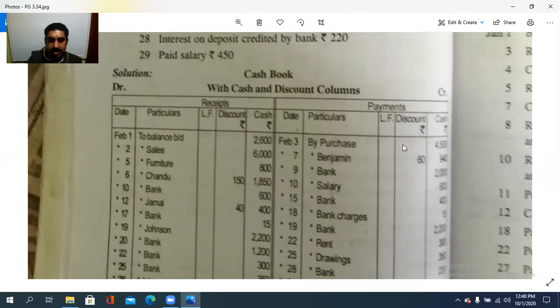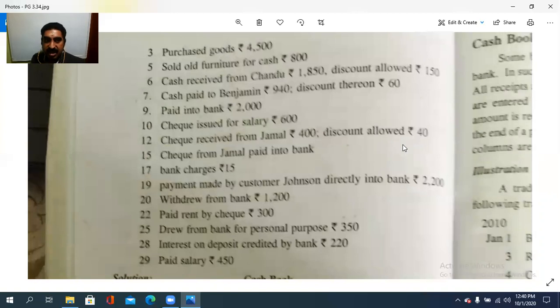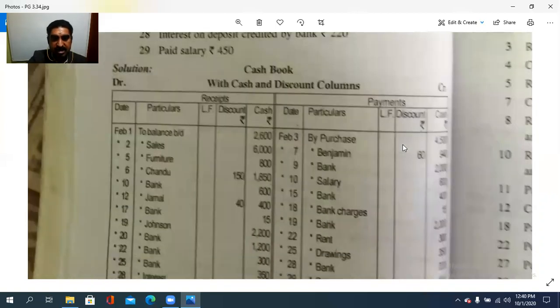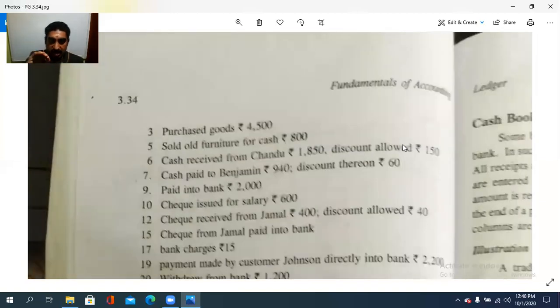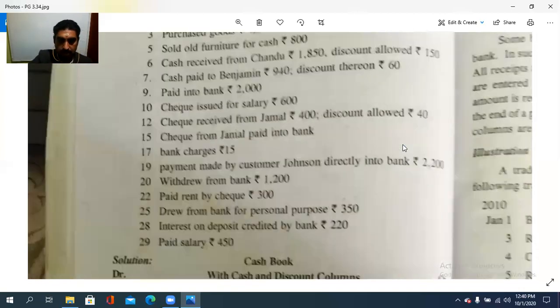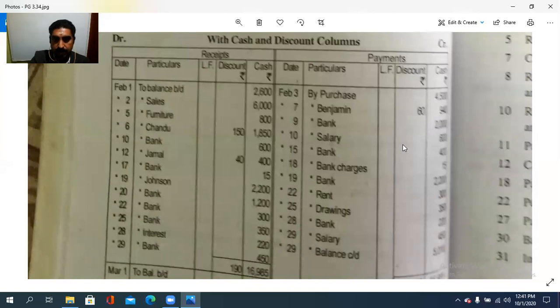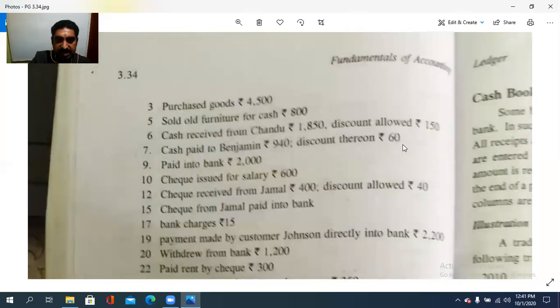This is the one. Then check issued for salary. Check is issued for salary. It will come or not? Check is issued for salary. So for salary, a check is given. So it is the same as cash being paid, isn't it? So what is the entry? Salary debtor to bank 600. Okay. Then next entry is check received from Jamal 400 and discount allowed is 40.